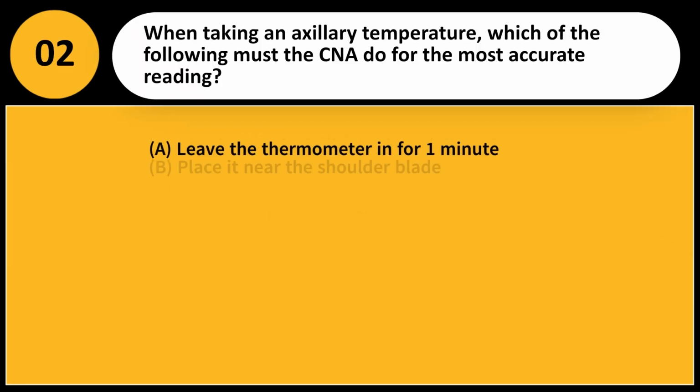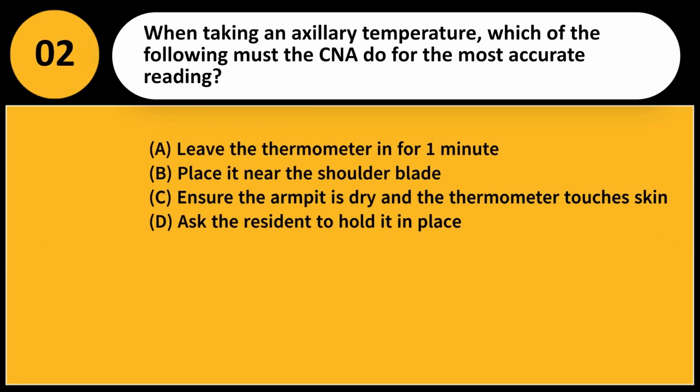When taking an axillary temperature, which of the following must the CNA do for the most accurate reading? A. Leave the thermometer in for 1 minute. B. Place it near the shoulder blade. C. Ensure the armpit is dry and the thermometer touches skin. D. Ask the resident to hold it in place.